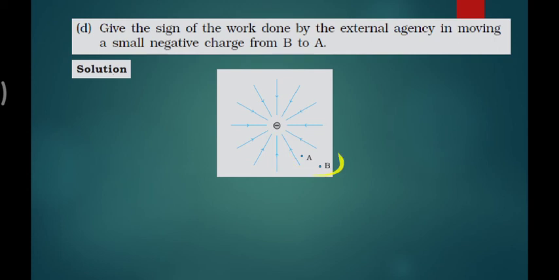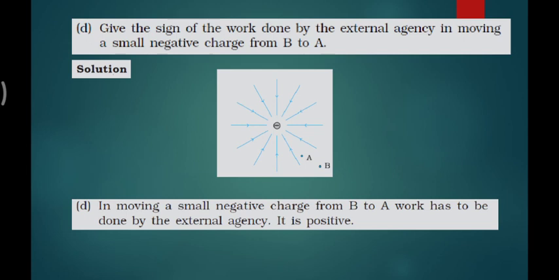One negative charge is going from the B point to the A point, so it comes nearer, and both are similar negative charges. It means repulsion is there. So if repulsion is there, then externally you need to do more work to bring it from the B point to the A point. So in moving the same small negative charge from the B point to the A point, the work done by the external agent is positive. You have to push more.